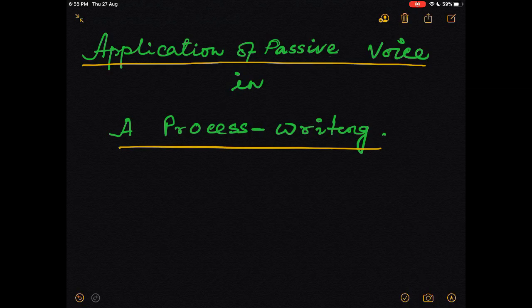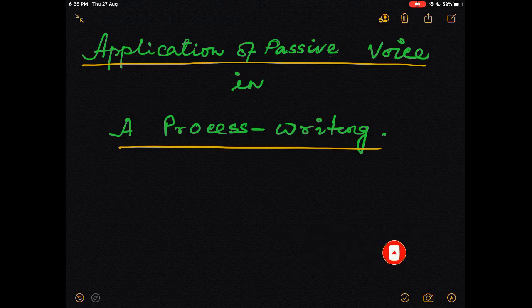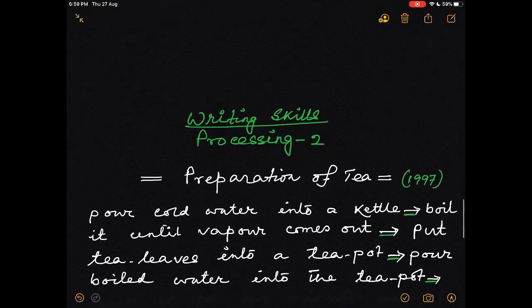Welcome back, students. Today again one lesson on process writing and application of passive voice. We'll write another process, but this time we'll write directly from the given points. First copy the points carefully in your notebook. Pause the video. Then take the points one by one and use them in your sentences in passive voice. Now when it is done, come back and start the video again to check your answer. Okay? Now see the points.